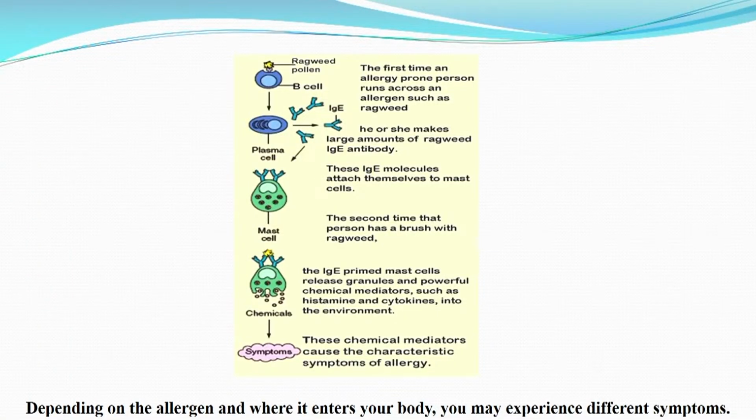The first time an allergy-prone person runs across an allergen such as ragweed, she or he makes a large amount of IgE immunoglobulin antibody, where IgE molecules attach themselves to mast cells, and the second time the person has a brush with ragweed, the IgE-primed mast cells release granules and powerful chemical mediators such as histamine and cytokines into the environment, and these chemical mediators cause the characteristic symptoms of allergy.